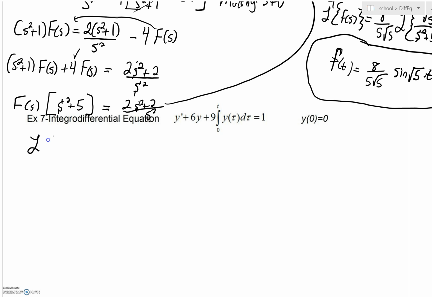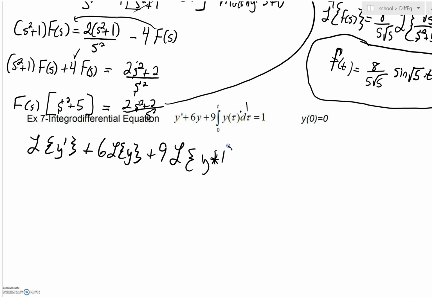So I'm going to do a Laplace transform of y prime. And then I'll have 6 times the Laplace transform of y. But right here, pulling out a 9, I just want you to realize that really this is y of tau times a 1. This is the convolution of y and 1. You can definitely think of it that way. And I think that helps significantly. So let's think about this.